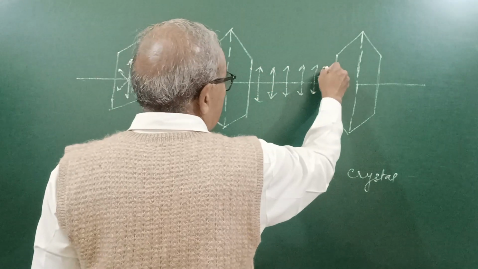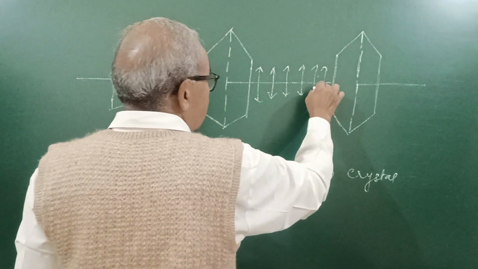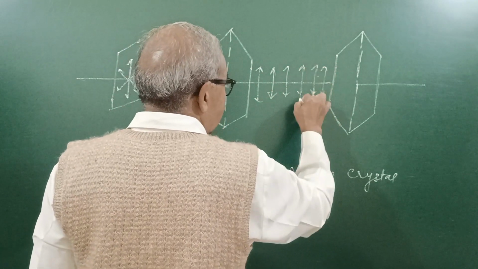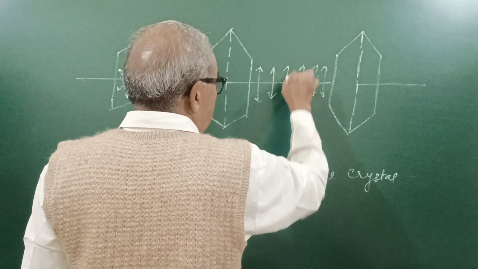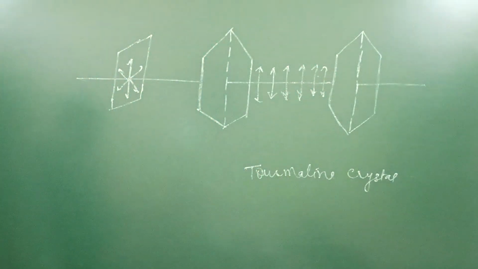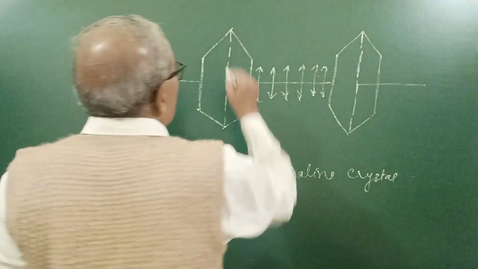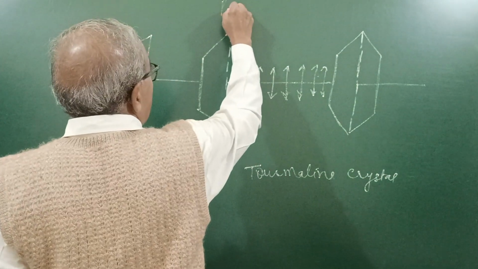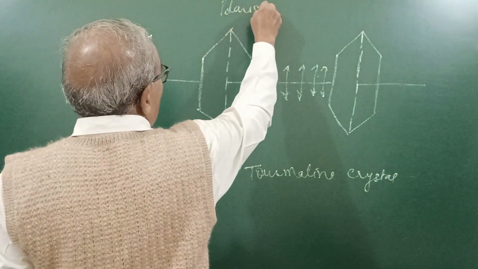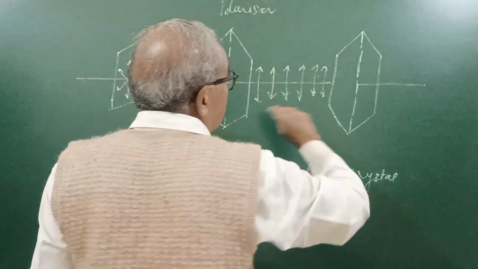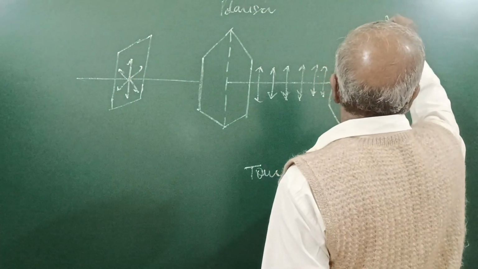Now, these are not visible to the eye. Don't get confused; you would not have seen them like this. It is indirectly observed. This is called the polarizer. This crystal is the analyzer here.